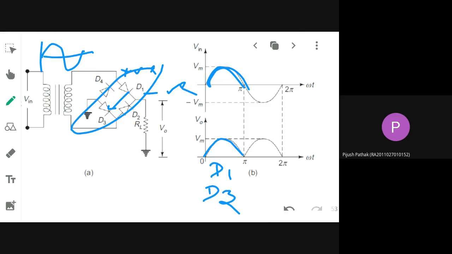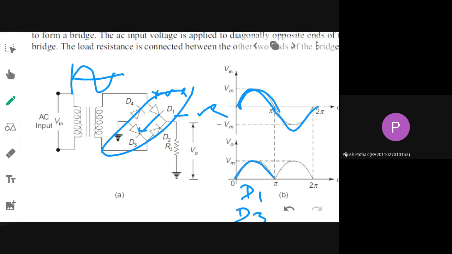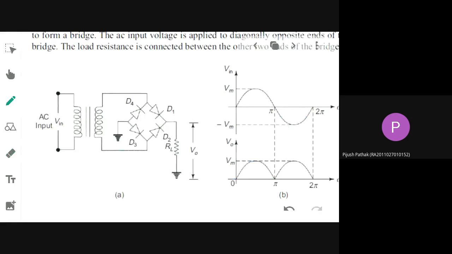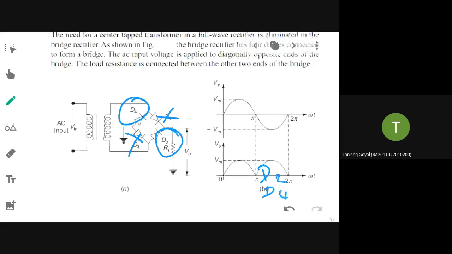Now if it is going through a negative transition, these two diodes will not conduct. On the other hand, D2 and D4 will be conducting. So in the next case, the action will be because of the diagonally opposite diodes D2 and D4. So this is how full wave rectification happens. What type of full wave rectifier is this? Bridge full wave rectifier. So how does the action happen here?